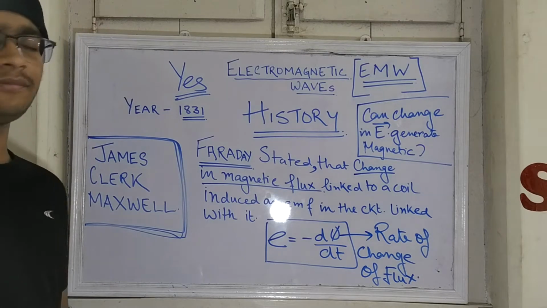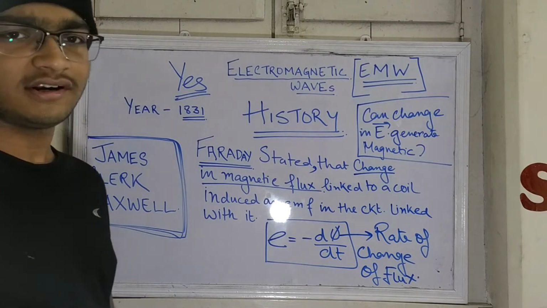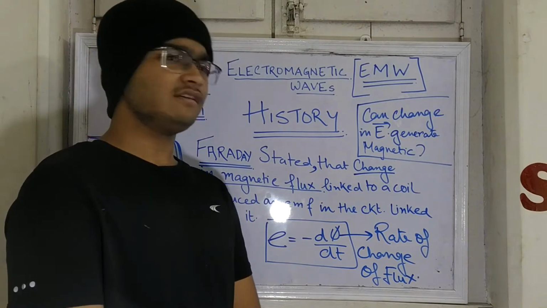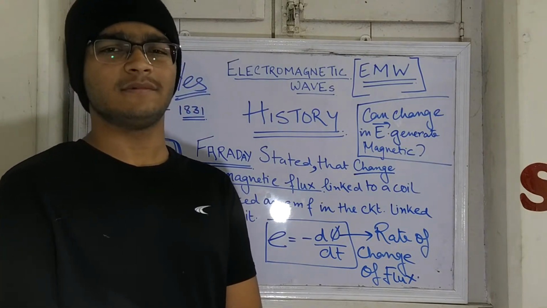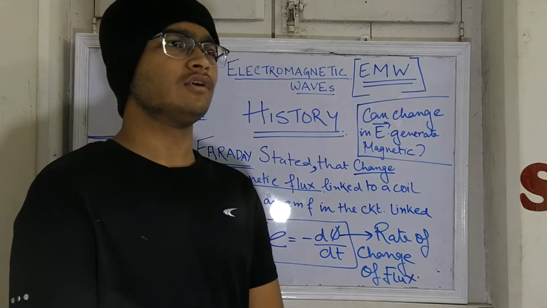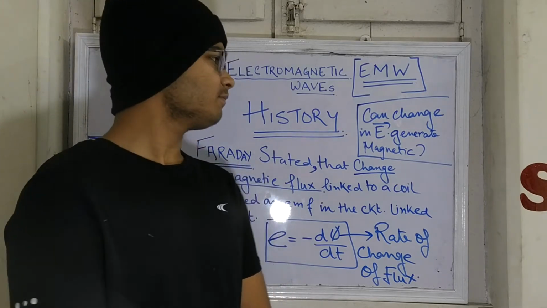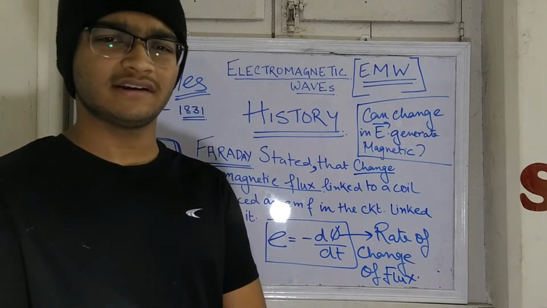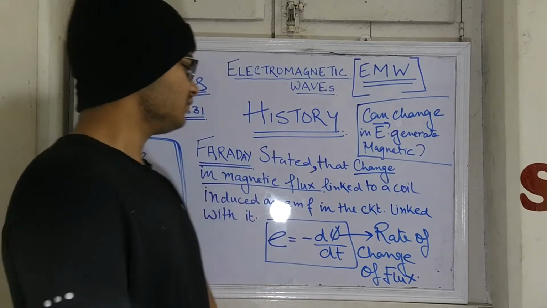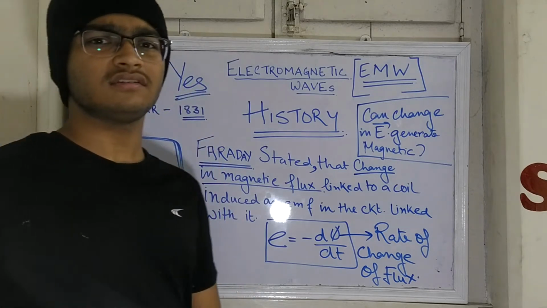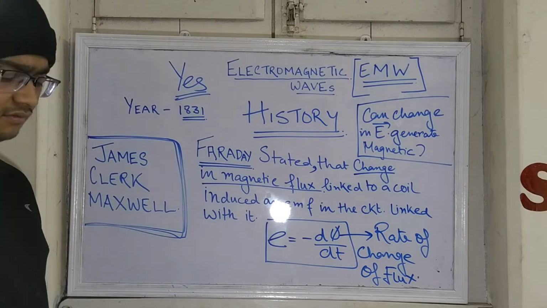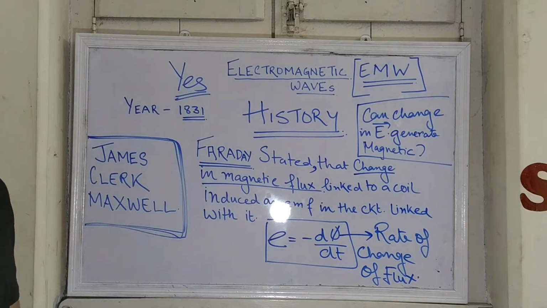So what did I say up to now? We went back to the year 1831 when Faraday stated that change in magnetic flux linked to a coil can generate an EMF in the circuit linked with the coil. Then the question came, can change in electric field generate or induce any magnetic field? The answer is yes. Who said this? This answer was given by James Clerk Maxwell, who became the main subject of this chapter of electromagnetic waves.